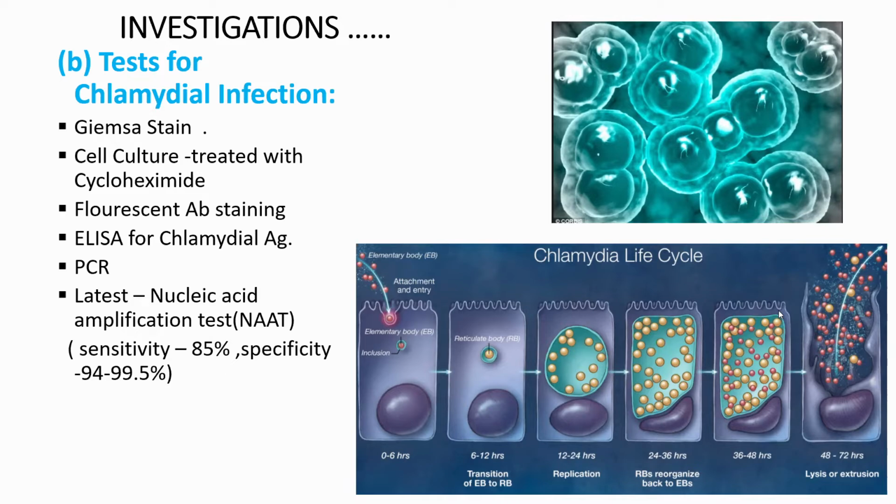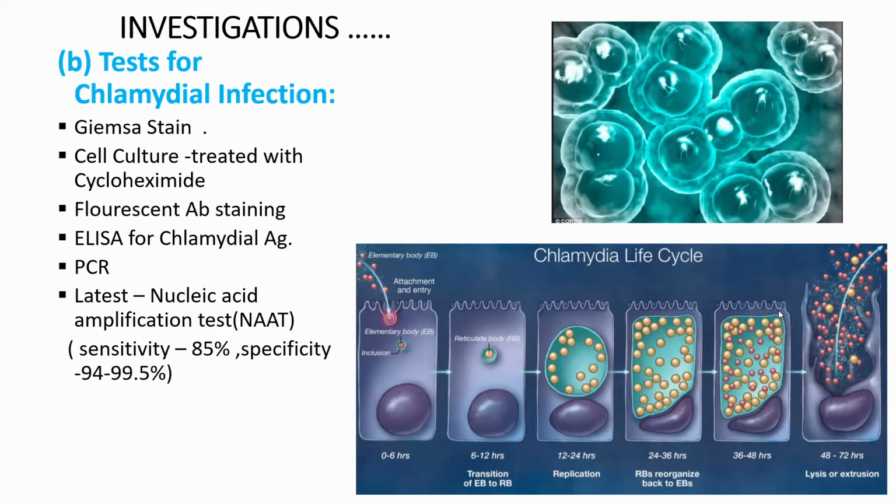So these are intracellular obligate parasites. Bacteria, they are gram negative. That's why we use a special stain, Giemsa, for them. A special cell culture like HeLa cell culture treated with cycloheximide. Other tests include fluorescent antibody stain, ELISA, PCR, or NAT. The latest is the NAT, that is nucleic acid amplification test. It is highly sensitive, almost 85%, and it is highly specific.